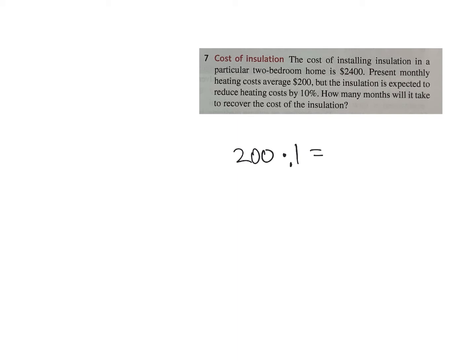So 10% of 200 is 20. So you're going to take $20 off of the $200. They're going to be paying $180 a month. That's what they're expected. Now, how many months will it take to recover the cost of the installation? Well, if you're saving $20 each month, how many months is it going to take to reach $2,400? So 20 each month, so times X, however many months it is. What's it going to take to get to $2,400? So $20 each month to equal $2,400. So divide off 20.